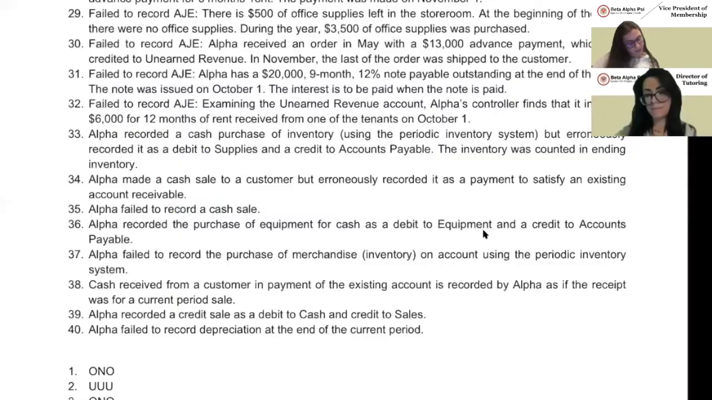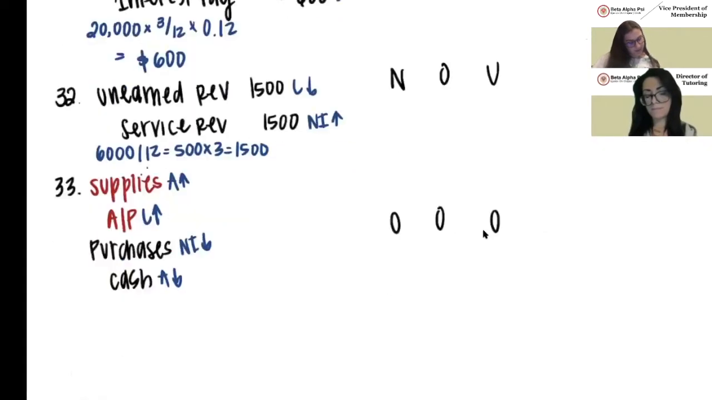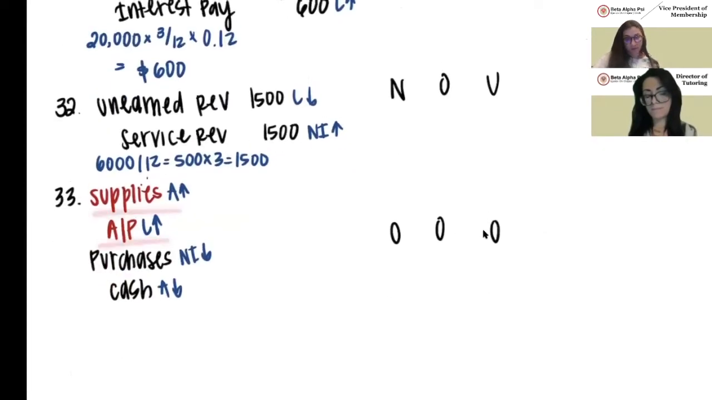All right, number 33. Alpha recorded a cash purchase of inventory using the periodic inventory system, but recorded it as a debit to supplies and a credit to accounts payable. Inventory was counted in ending inventory. All right. So what they did was they did a debit to supplies and a credit to accounts payable, when they should have done a debit to purchases and a credit to cash.